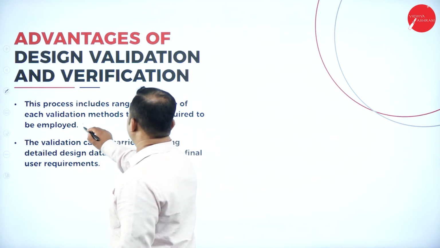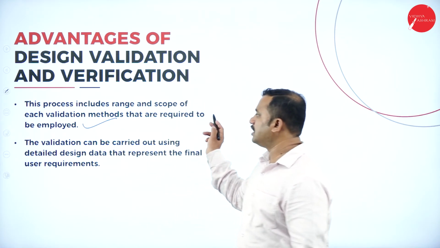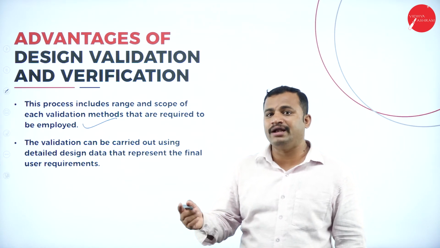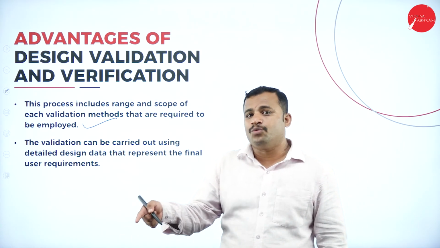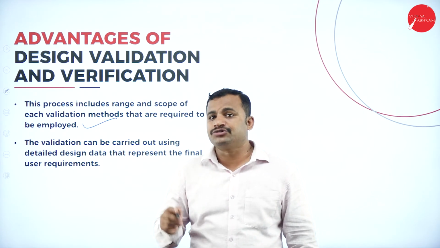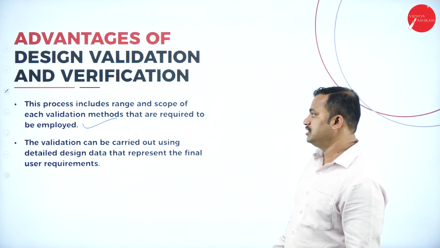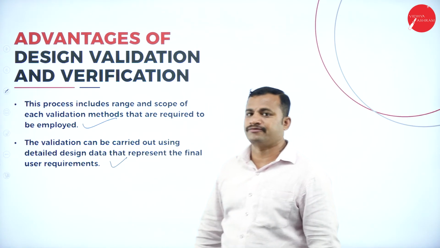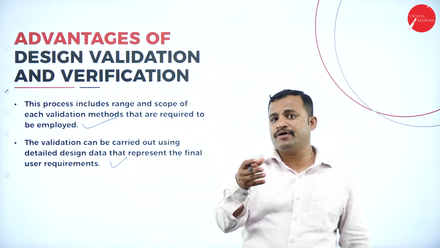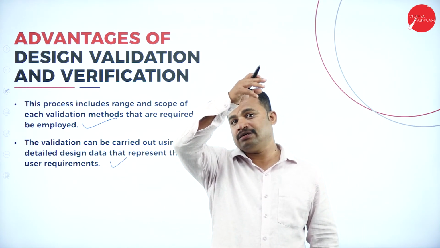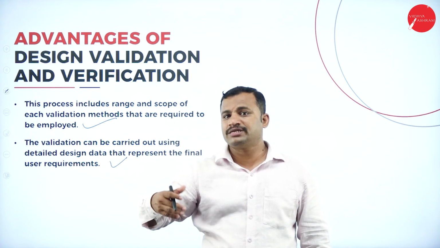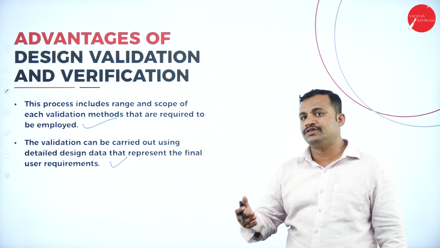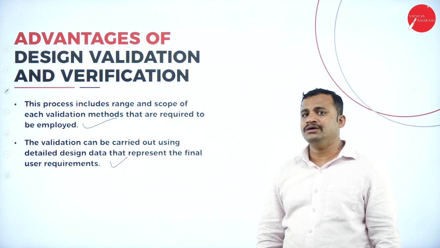This process includes the range and scope of each validation method that is required to be employed. That means the different types of methods employed to verify and validate the requirements. Along with that, what is developed by the developer is going to be validated with the different types of methods. The validation methods can be carried out using detailed design data that represent the final user requirements. That means the final user requirements specified in the SRS are again compared with the design documentation, which is going to give a proof of validation that all of the requirements are correctly delivered to the client.